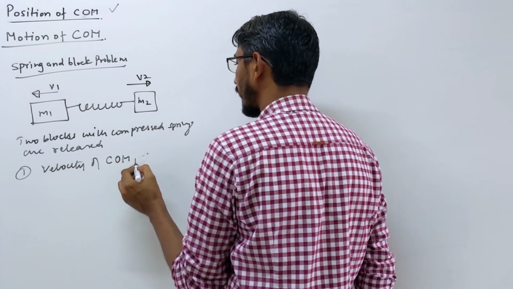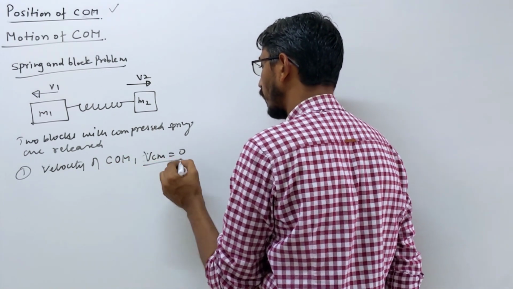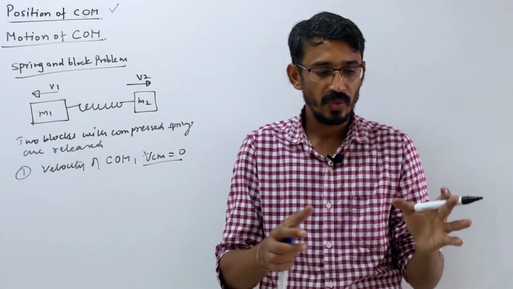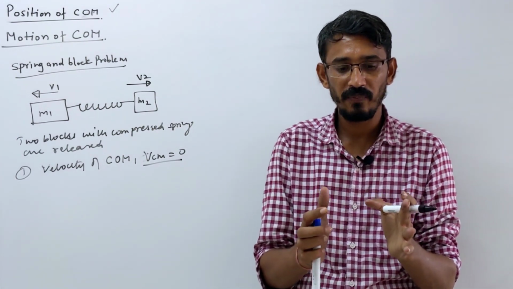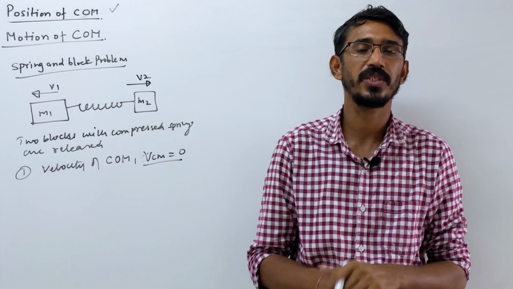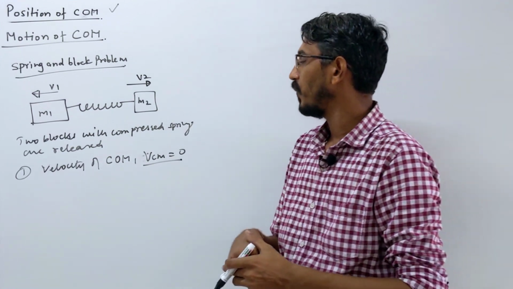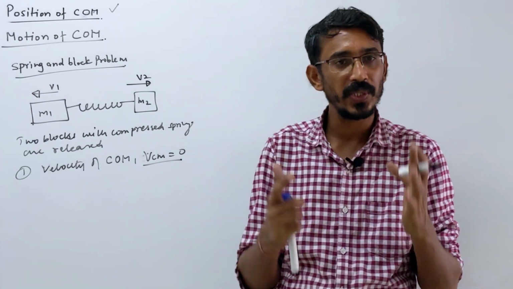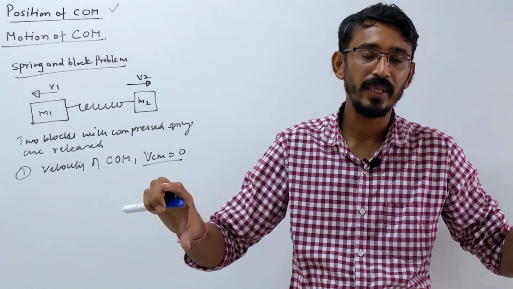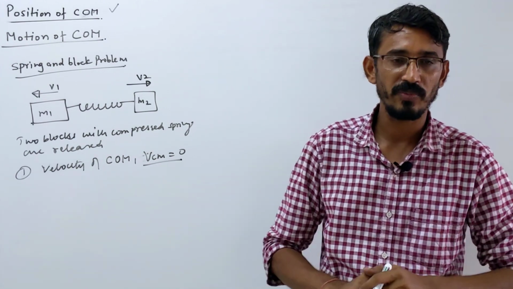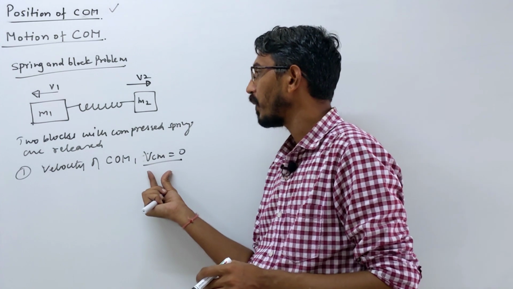What is the answer in this case? VCM will be again what? 0. Why? Because when compressed, there was force at that time. Once you leave them, there is no external force. So no external force means the velocity of center of mass initially is 0. Now the blocks are moving, but the velocity of center of mass will not change. Its velocity will be 0 only.